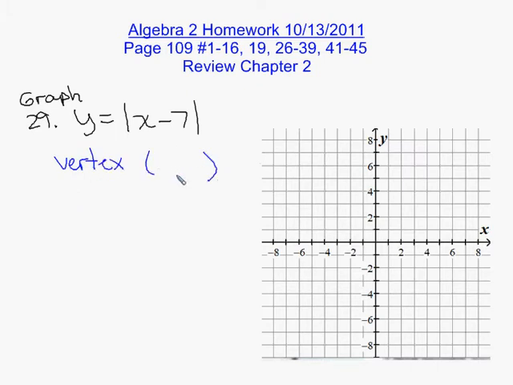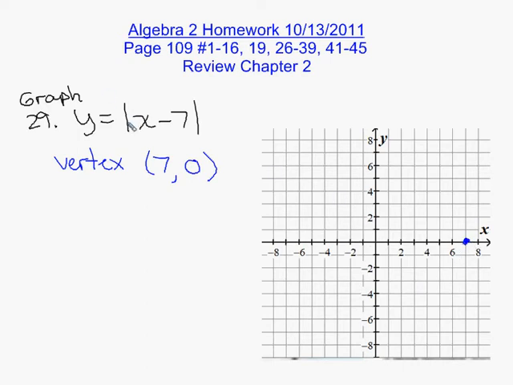Now the vertex is going to be an x and a y. The x value you get from inside with the x, and it's always the opposite of what it says. So this would be positive 7. For the y value, you ask, is there anything outside here added? No, there's not, so that's 0. The vertex of this graph is going to be at 7, 0.